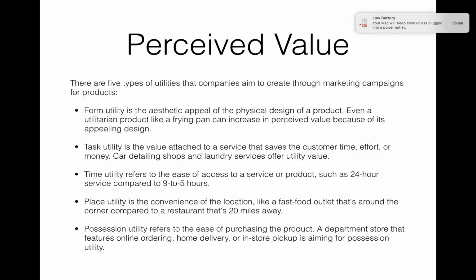So here are some perceived value. There are 5 types of utilities that companies aim to create through marketing campaigns for products. So form utility is the aesthetic appeal of it. It is, what does it look like? So you can change the design of a product over and over again in order to attract different customers or in order to increase its value. So for example, right here it says that a frying pan can increase perceived value based on its design.